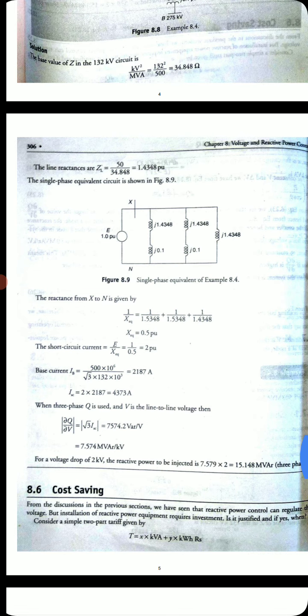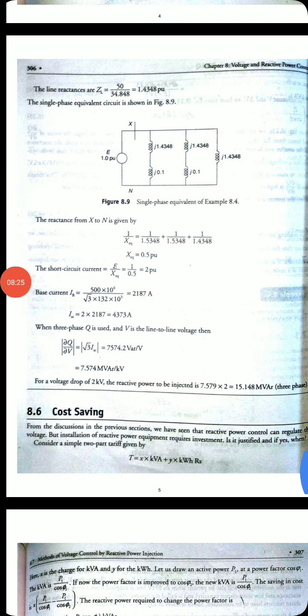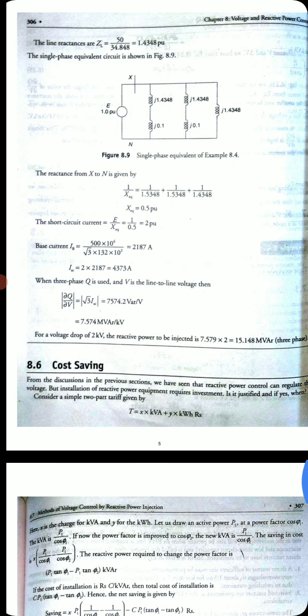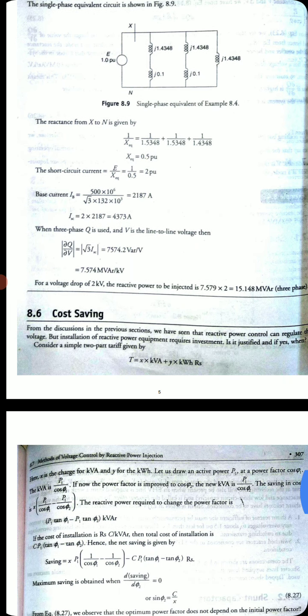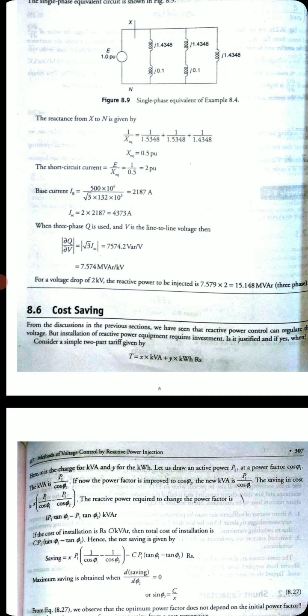Okay, so next is the cost saving. We will consider a two-part tariff, that is T equals X per kVA plus Y per kW rupees, as we saw in the previous generation classes. X applies to the kVA and Y to the kilowatt hour. Let us draw active power P1 at power factor cos phi 1, so kVA is P1 by cos phi 1. If the power factor is improved to cos phi 2, then kVA is P1 by cos phi 2. The saving in cost is X into P1 by cos phi 1 minus P1 by cos phi 2. The reactive power required to change the power factor is P1 tan phi 1 minus P1 tan phi 2 kVAR.